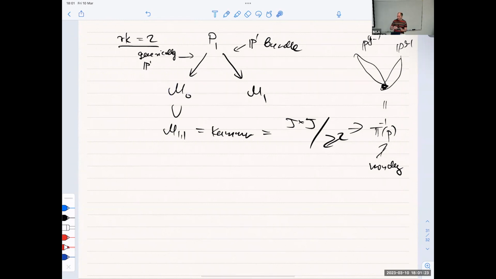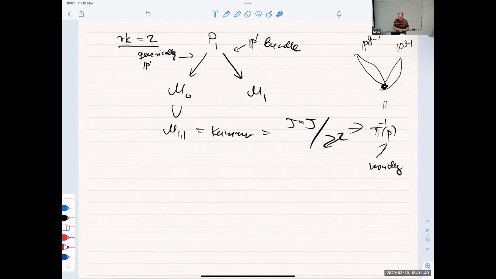You have M0. So in the open part, you have a P1 bundle, generically P1. In the Kummer part, you have a much bigger dimension, P^(g-1) and P^(g-1), and they're glued at one point. And then of course you have the degenerate points, and in this case, it's easy to see that it's a P^(g-1), but actually we don't need it because, as I said, they don't contribute.